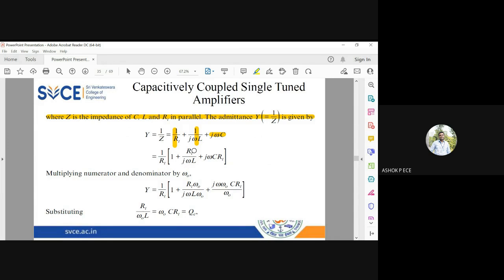So inside, the second term and third term, you multiply and divide by omega_o just to bring Q inside. I want to write the answer in terms of Q. So multiply and divide by omega_o in the second term and third term. Okay, so see here, 1 by R_T into 1 plus R_T into omega_o by j omega L into omega_o plus j omega omega_o C R_T by omega_o. You know that R_T by omega_o L is Q_E, and omega_o C into R_T is Q_E. So wherever you find these terms in the second and third term, I can replace them by Q.